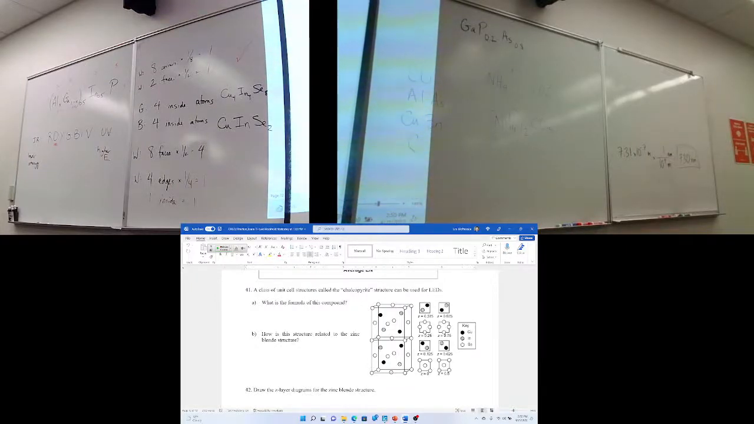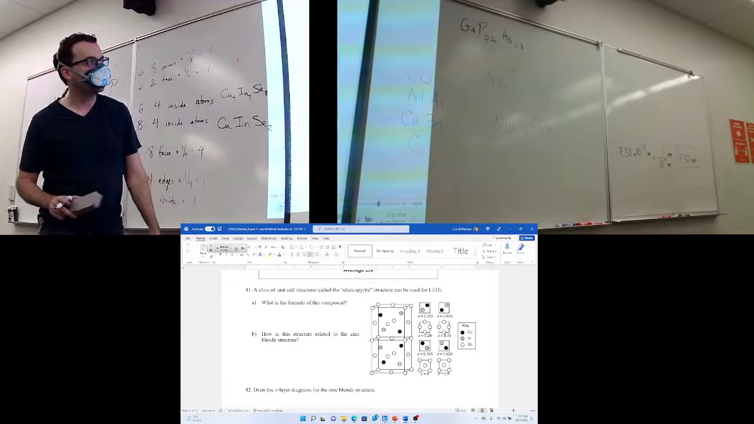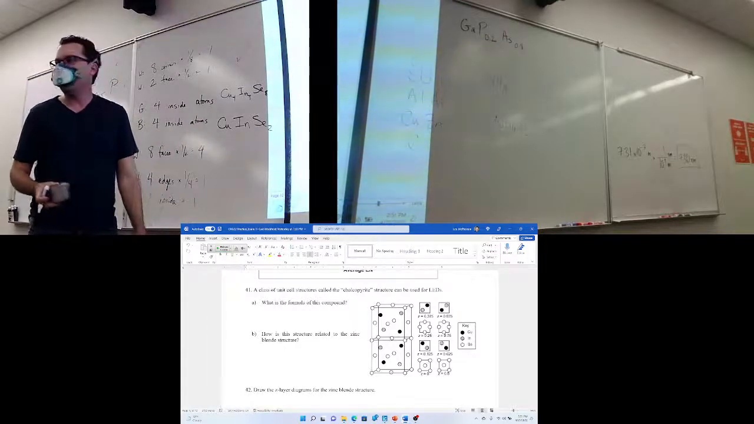How is this structure related to zinc blende? It's actually 2 zinc blendes kind of stacked on each other. Notice that these are in tetrahedral holes. These are in half the tetrahedral holes as well. They're just opposite orientation. So instead of this being in the front right, here this is in the back left now. So just kind of mirrored images almost. Anyway, it looks like 2 zinc blendes stacked on each other, basically.